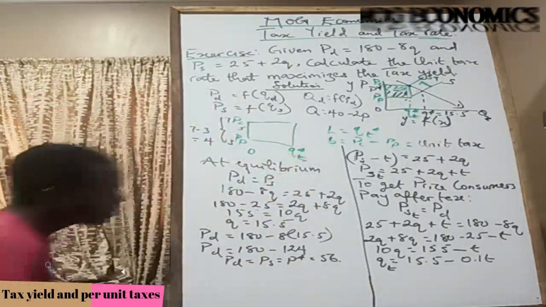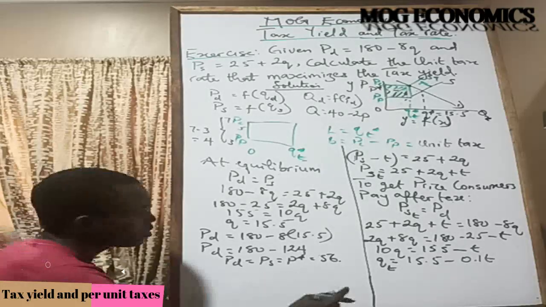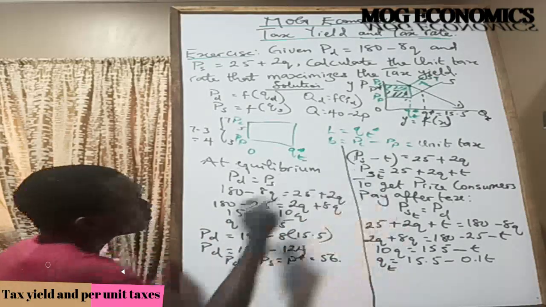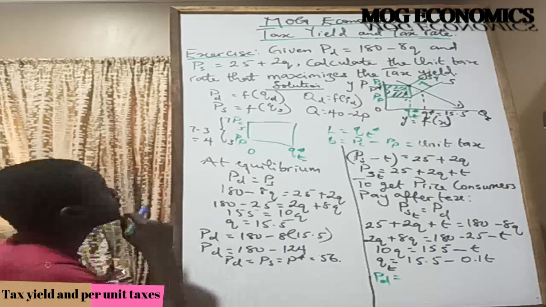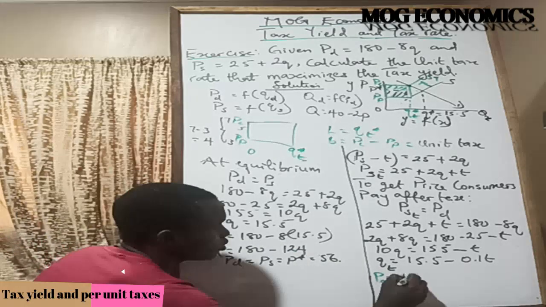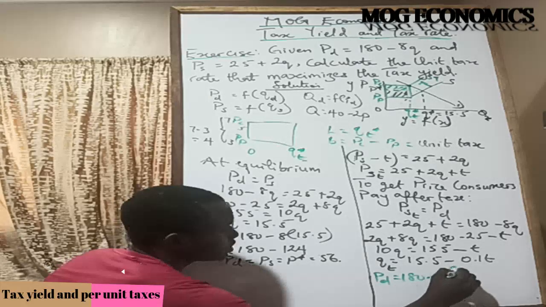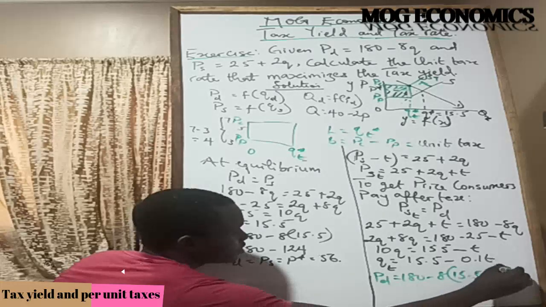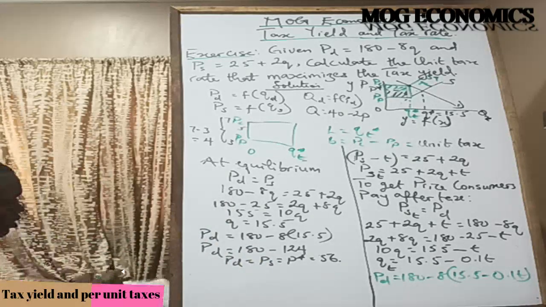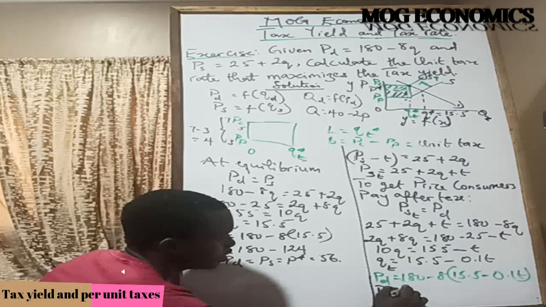All right, so the price there is going to be, where is it? So we go back to PD. So PD, because that was the old demand function, equals 180 minus 8 into brackets 15.5 minus 0.1T. Okay, so when we proceed, we don't need all of these calculations, but I just want to show you something.